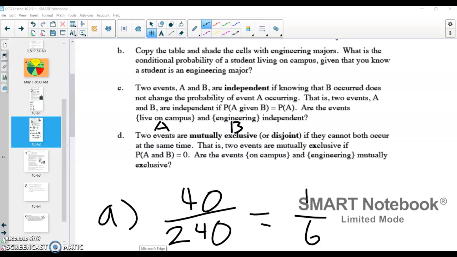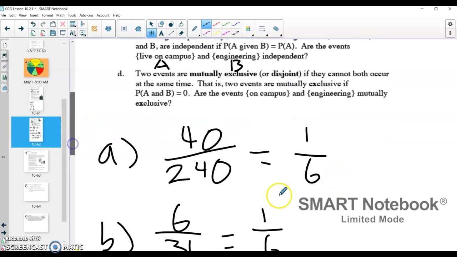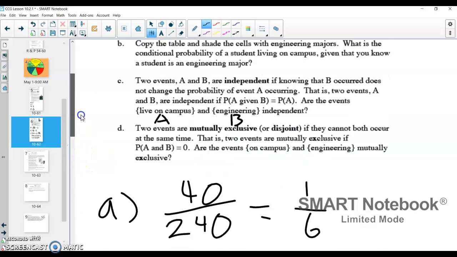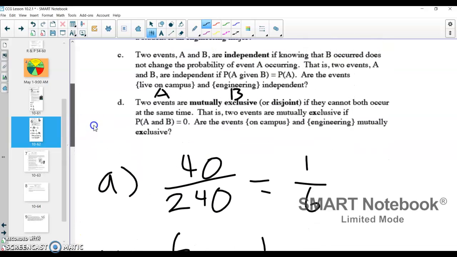All right, here's part 2 of the video guide for lesson 10.2.1, picking up with the idea of conditional probability. We just finished problem C, where I explained this idea of independence, meaning that if you know something's going to happen and it doesn't change the probability of it happening, those two things are independent of each other. So we saw that living on campus and being an engineering major are independent of one another because you have the same probability to just live on campus as you do to live on campus and be an engineering major. And we're going to get into this idea next with part D.